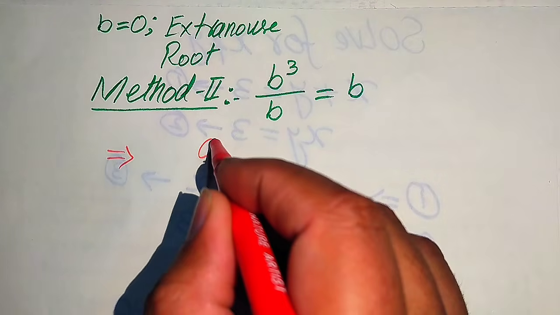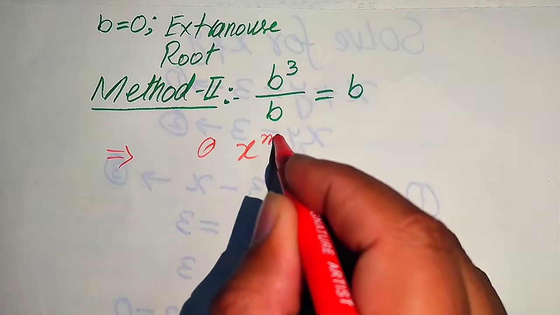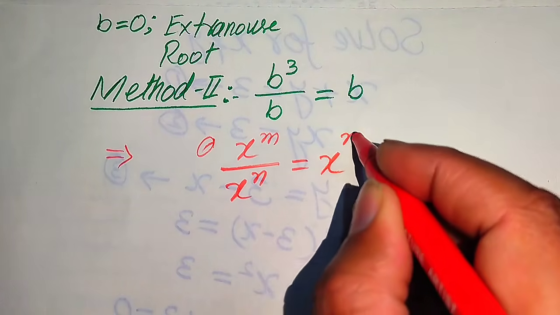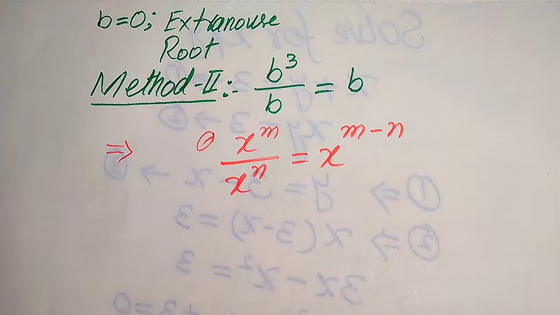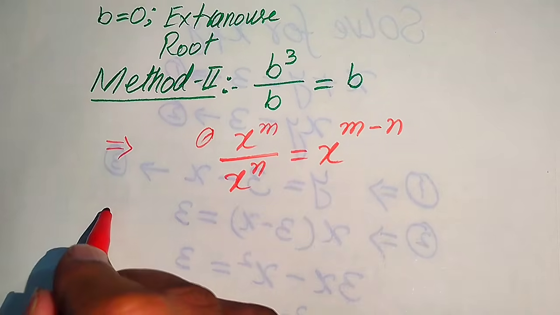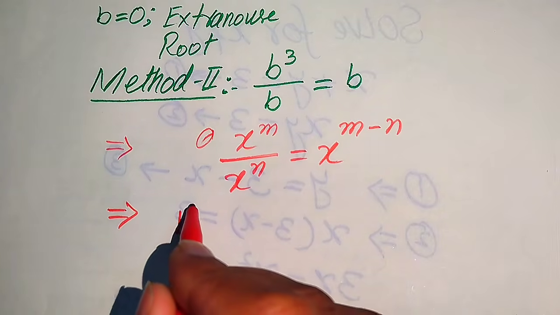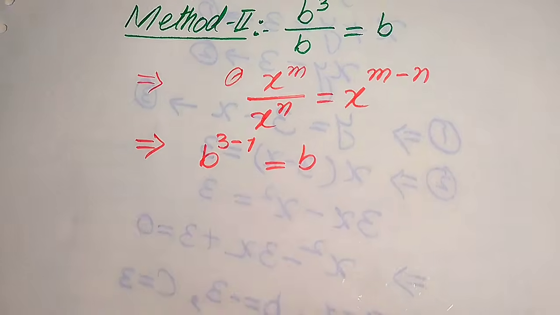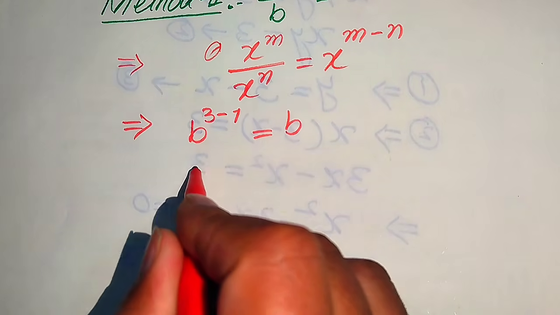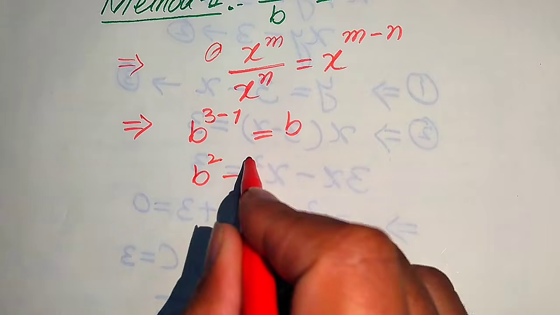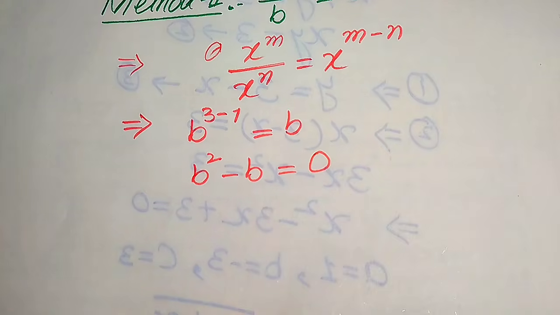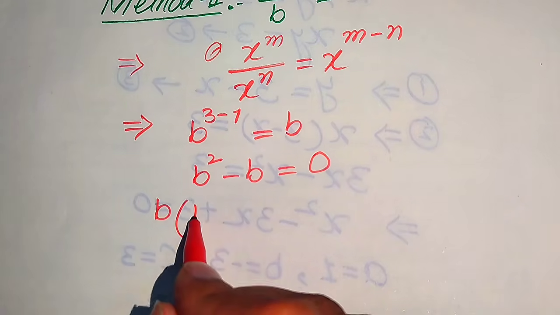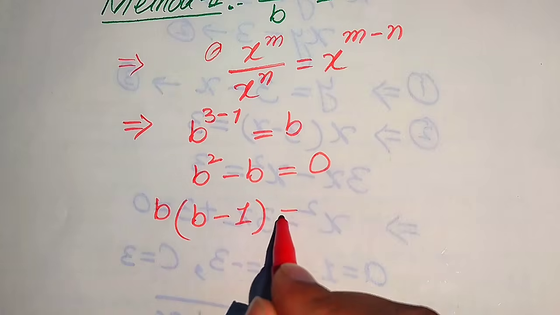You know that if we have x to the power of m divided by x to the power of n, it is equal to x to the power of m minus n. So according to this rule of exponents, we move the term from the denominator to the numerator side, and it will be written as b to the power of 3 minus 1 equals b. And now you see that 3 minus 1 becomes b squared, and we move this b to the left hand side and it becomes minus b, and this whole equation equals 0. And now again we take b common from here, and when we take b common the remaining values are b minus 1 equals 0.